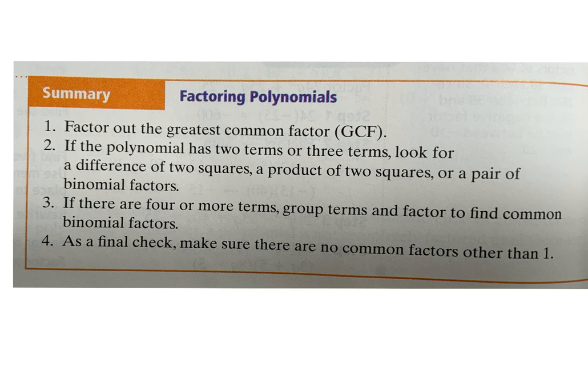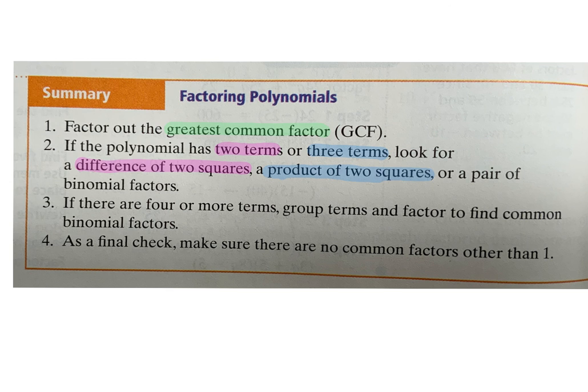All right, so this is just a summary for factoring polynomials. The very first step, so what you always want to look for is the greatest common factor. So whether it is 2 terms, 3 terms, 4 terms, it doesn't matter. You want to look and see if there's something that all of the terms have in common. If the polynomial has 2 terms, you want to look for a difference of 2 squares. If it has 3 terms, you want to look and see if it's a special case, like a perfect square trinomial.